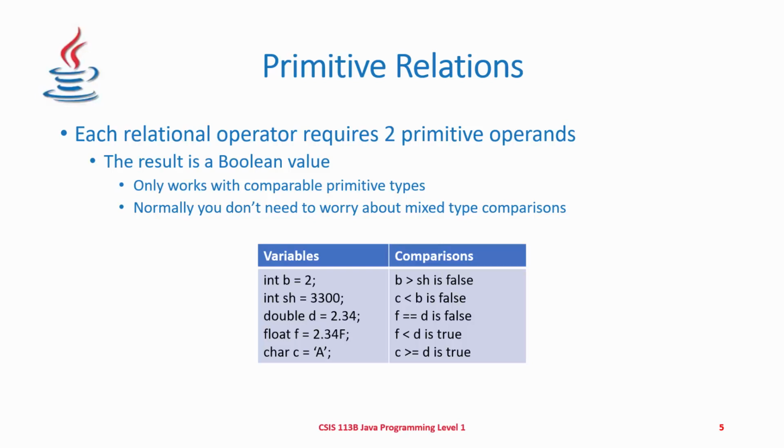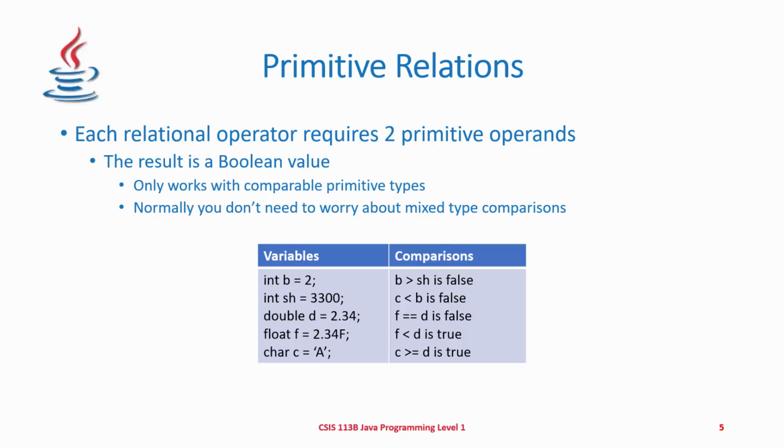b, is it greater than sh? Well, b is 2, sh is 3300, so that would be false. Then we compare c, which is the capital letter A, to b, which is the number 2, and we're checking to see if c is less than b. So is the letter A less than 2? Well, that would be false, because remember from the ASCII chart, the capital letter A has the value of 65.